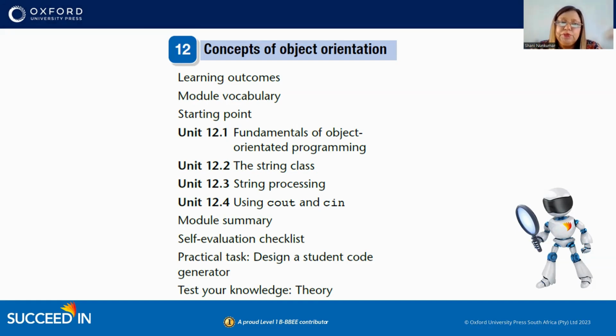We move on to unit 12.2, which is the string class. Here we look at how string literals are always found within double quotes, whereas character objects are within single quotes. We look at a string as an array, the concept of a string object, the concepts of outputting, modifying, and assigning individual elements of a string, inputting and outputting string variables, the use of the getline function.